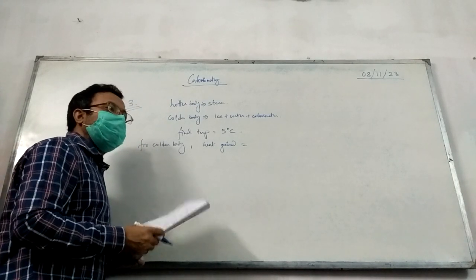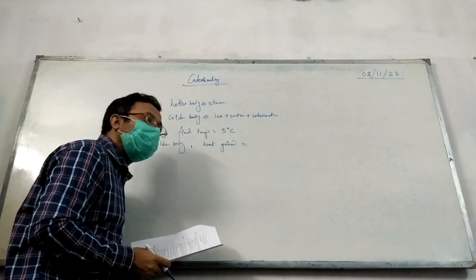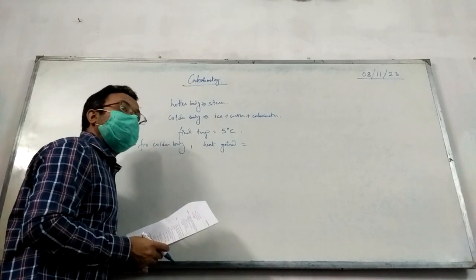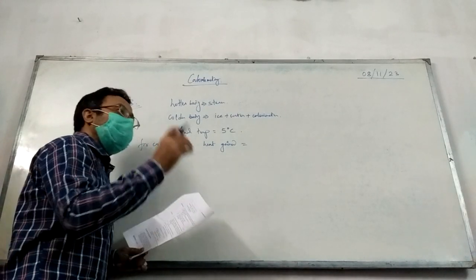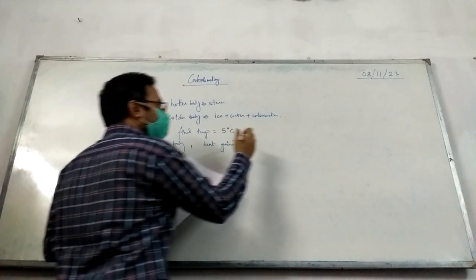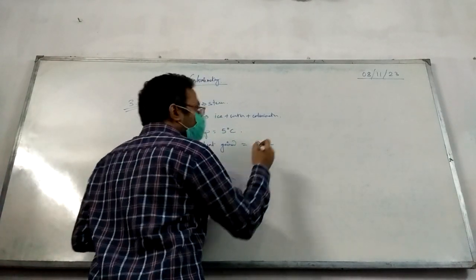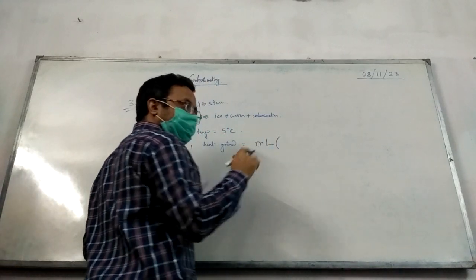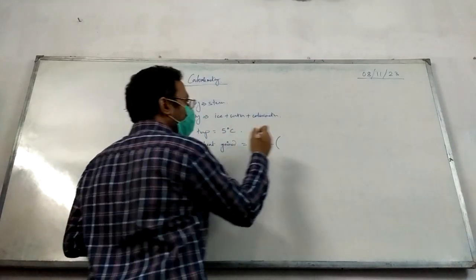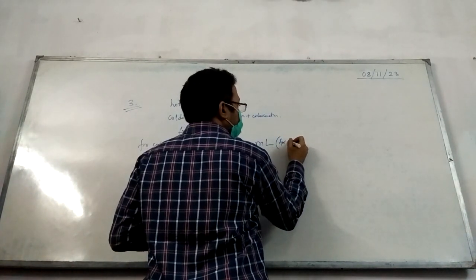What did we learn? What do we use for a state change? For a state change we use ml. So here the ice is melting, so we'll be using ml. Okay? Write it down in brackets here. For the first time you're doing it, so it is better to write this down. For melting ice.